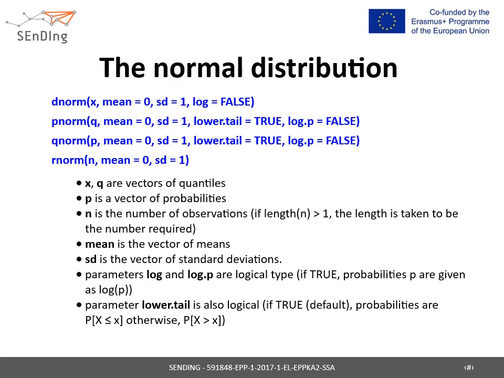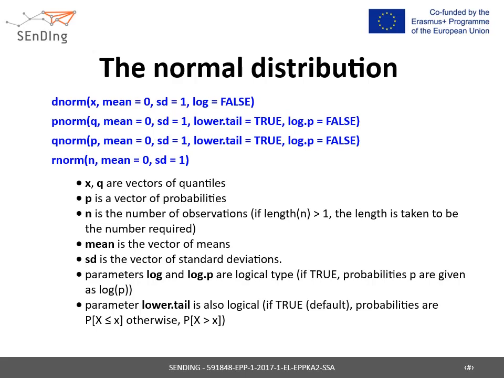Parameters log and log.p are logical type. If true, probabilities p are given as log(p). The parameter lower.tail is also logical. If true, the default, probabilities are P[X <= x], otherwise P[X > x].